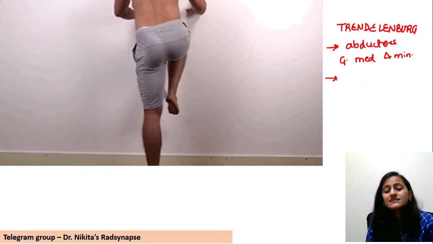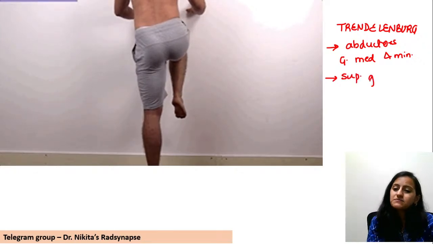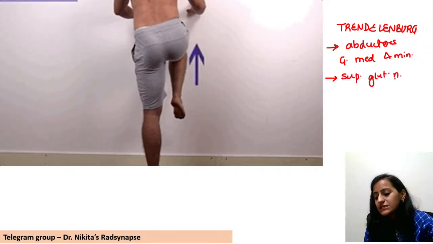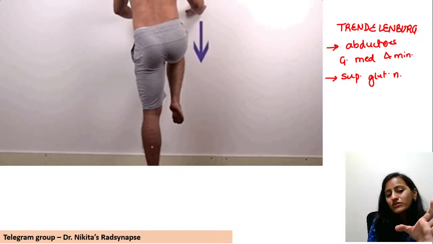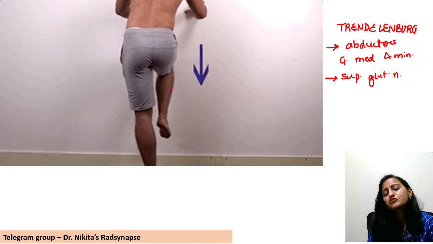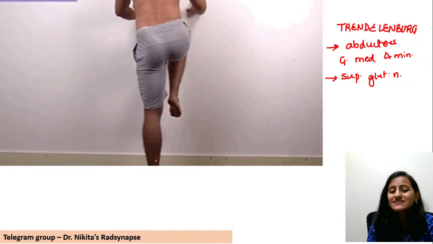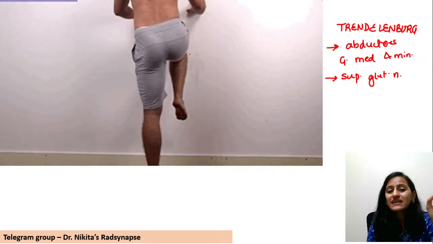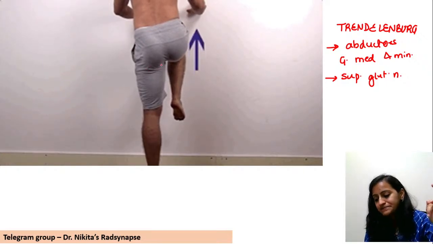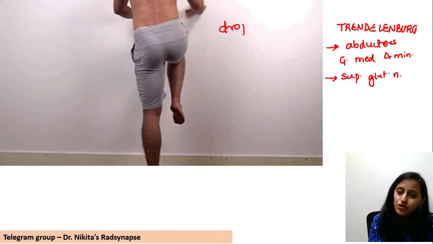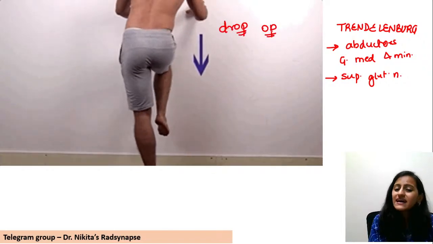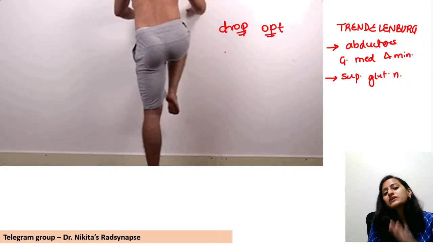What are these muscles supplied by? They are supplied by superior gluteal nerve, right? So in this case, if I ask you that when the patient is standing on this leg, the opposite pelvis is dropping down, what palsy are you suspecting here? Is it the right side or is it the left side? So remember, it is the opposite side which drops, opposite to the injury.